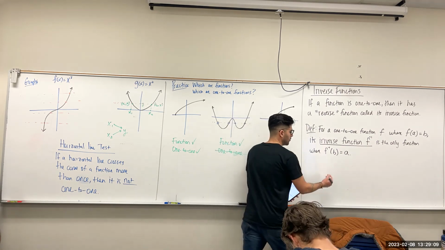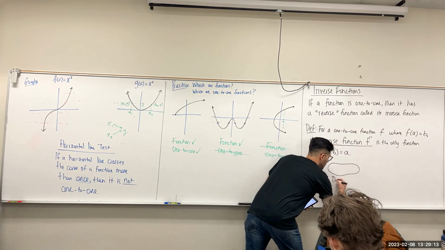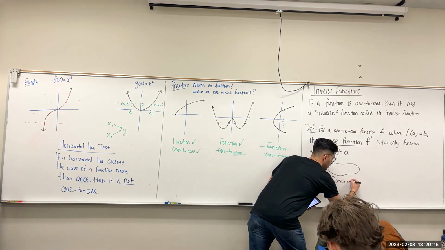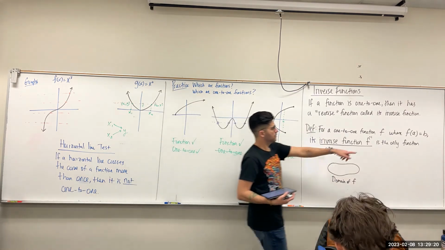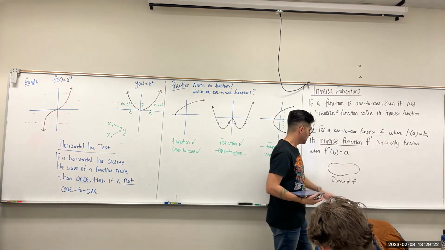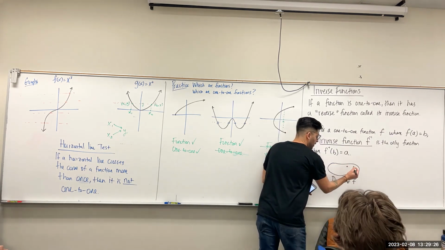But it's a little abstract, so let's get a little visual. Let's say this is the domain of f. This is where all the A's live, all the inputs. They'll live here. Let's say I pick a random A.